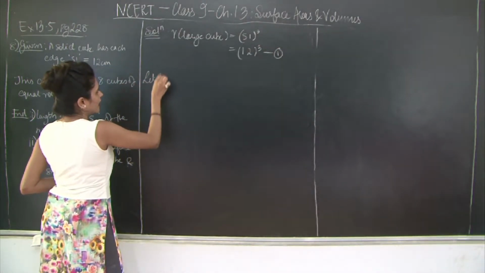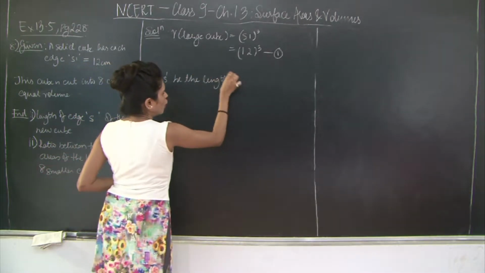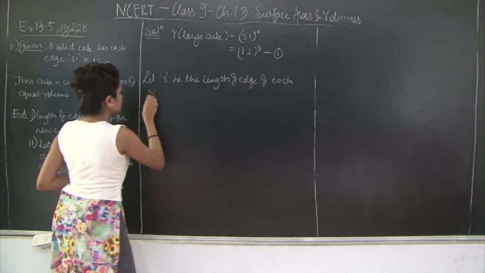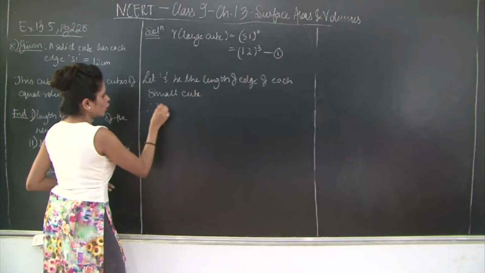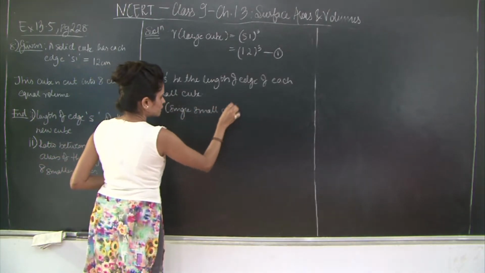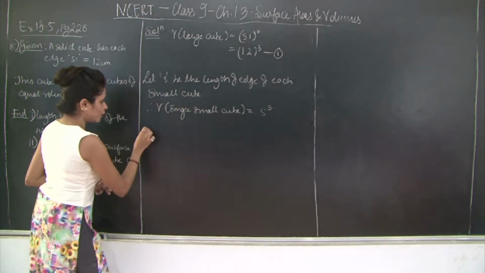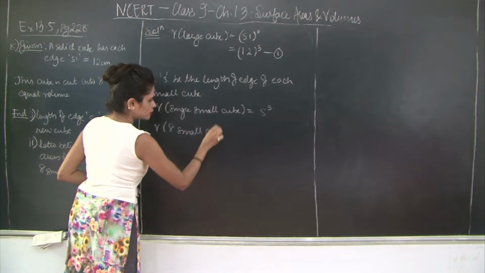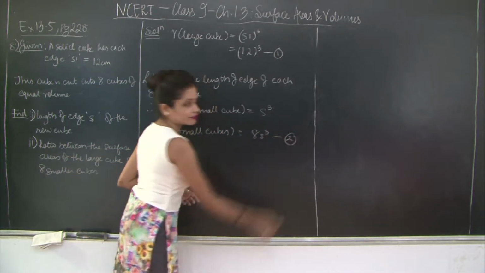Let S be the length of edge of each small cube, right? Therefore, volume of single small cube is equal to S cube. Therefore, volume of 8 small cubes is going to be 8S cube. Let's mark this as 2.